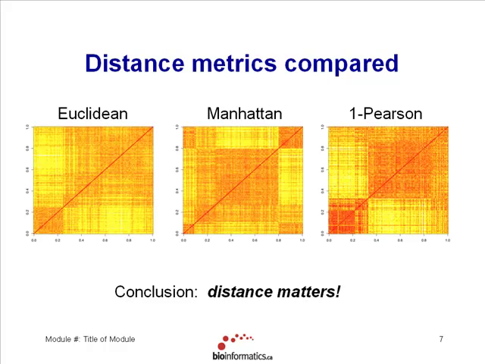If you use Manhattan, you get a different type of structure. And again, the data that's input to this is identical. The clustering algorithm is identical. The only thing I've changed is the distance metric. And so if you use a different distance metric, you get a different result.